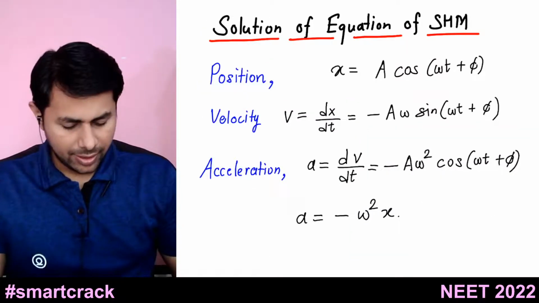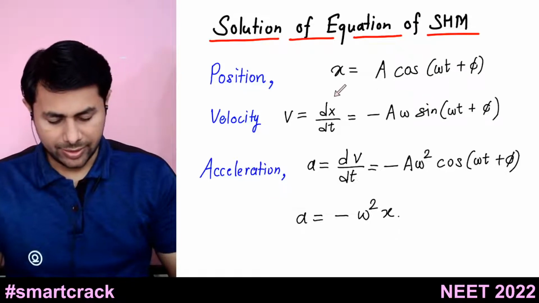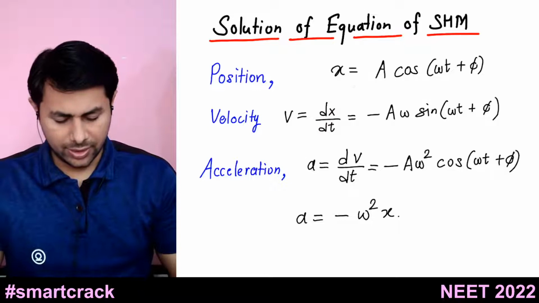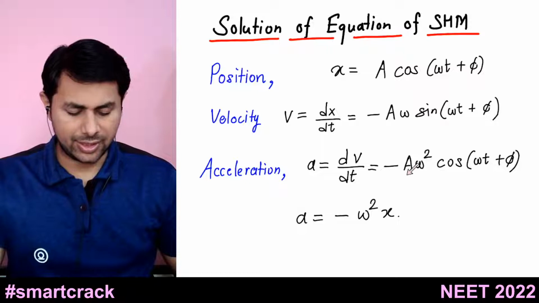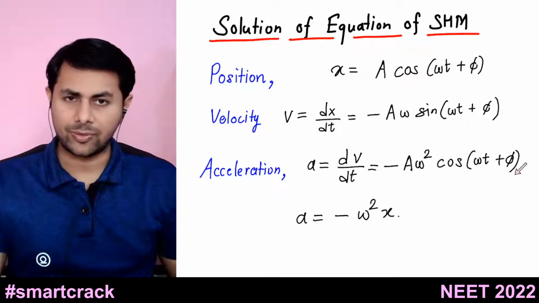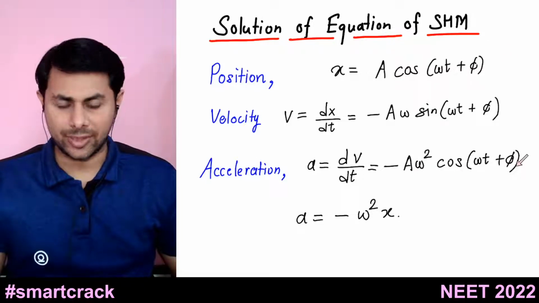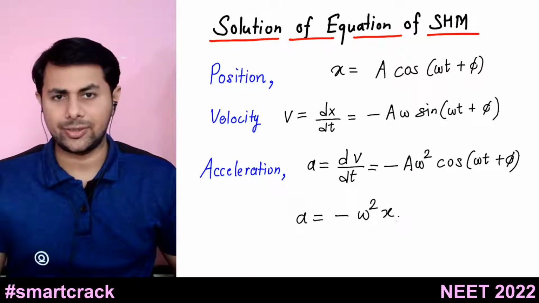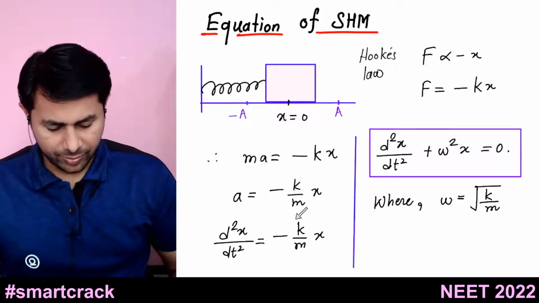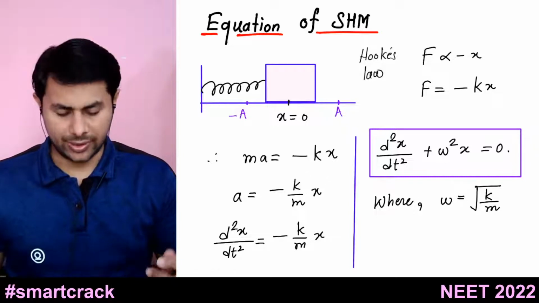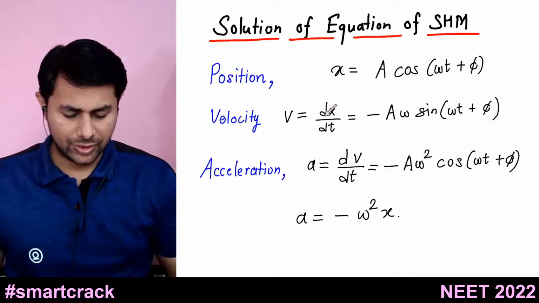So point is, if you start from this solution, you take derivative with respect to time, you get velocity. Then you take one more derivative with respect to time, you get acceleration. And acceleration is equal to what? Minus of a omega square cos of omega t plus phi. So if you substitute x equals to a cos of omega t plus phi, you get a equals to minus omega square x, which matches with your initial equation. So it matches with this equation, and that proves that this is the solution.